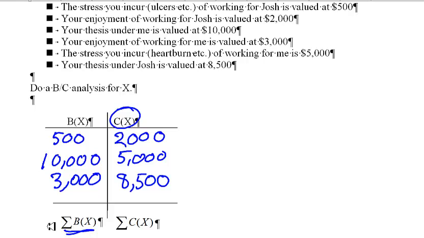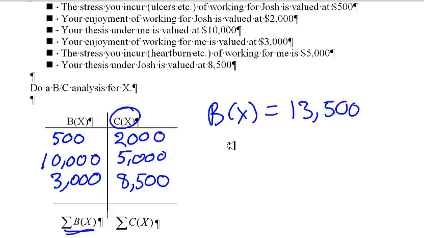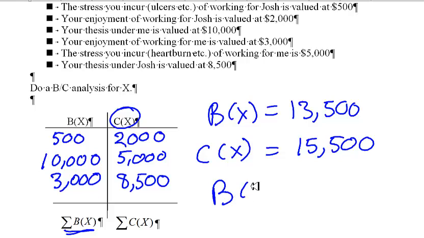So let's add them up. The total sum of benefits of working for me, the benefits of X, equals $13,500. The cost of working for me is going to be $15,500. So the benefit is not greater than the cost. And so you're not going to work for me. You're going to do your next best alternative, and that is to work for Josh.